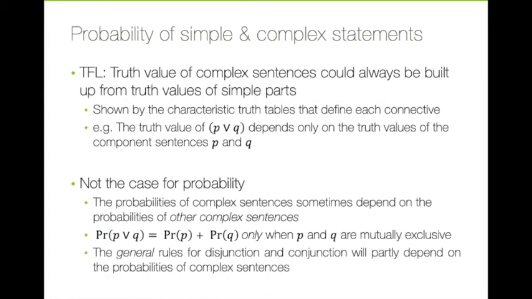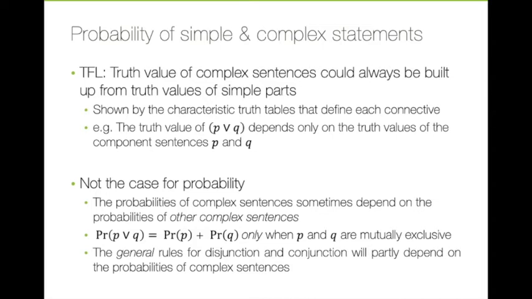So far, all of the rules for probabilities of complex sentences have depended on the truth values of simple sentences. But with our next rule, that won't be the case anymore. I want to take this moment, though, to draw this contrast between truth functional logic and probability. So with truth functional logic, the truth value of complex sentences could always be built up from the truth values of the simple parts. And we could see that in the characteristic truth tables that define each connective. They tell us how that connective works no matter what the truth values of the connected sentences are.